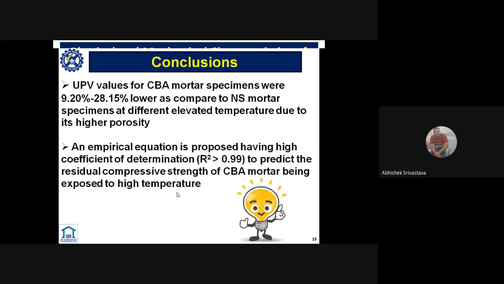UPV values of CBA mortar specimens were 9.2 to 28.15% lower compared to natural sand mortar. An empirical equation is proposed in this research study having a higher coefficient of determination, with R square greater than 0.9, to predict the residual compressive strength of CBA based mortar exposed to high temperature.